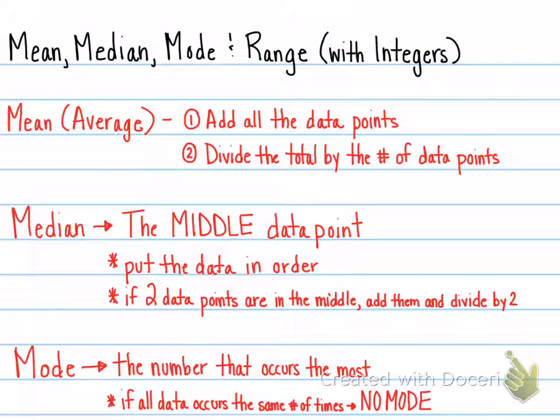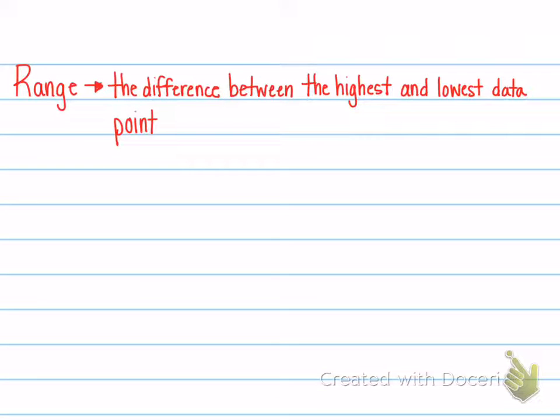Okay, the last one we have is range. Range is the difference between the highest and the lowest data point. You need to remember that when we talk about the word difference, what you're actually doing is subtracting the highest and the lowest data point, and that's going to give you the range of all of your data.